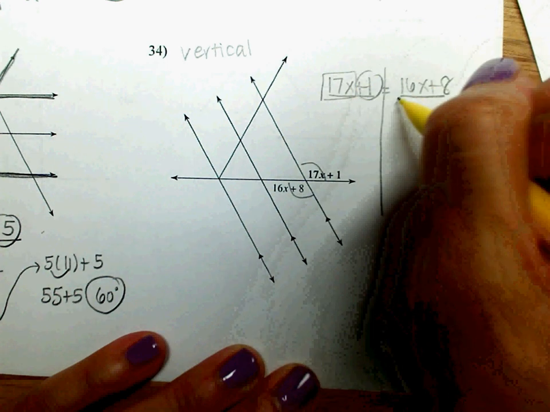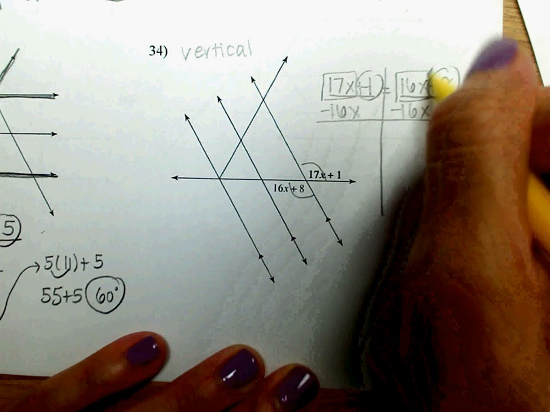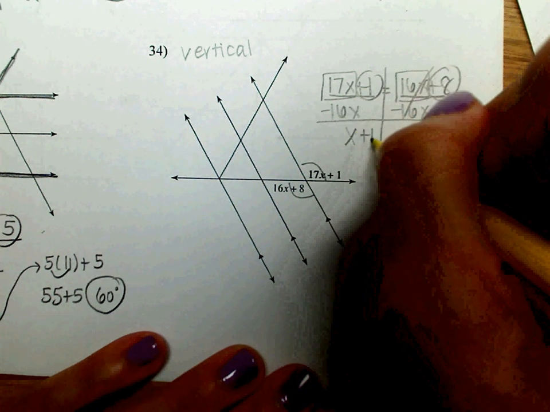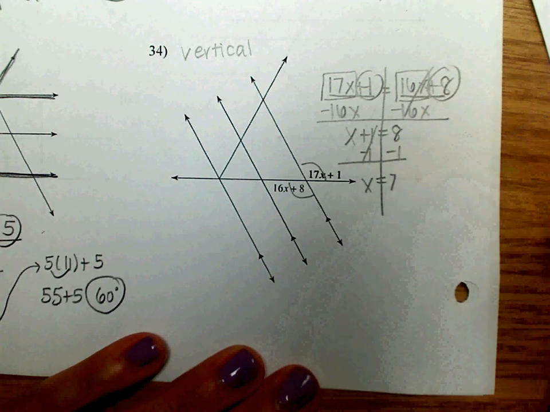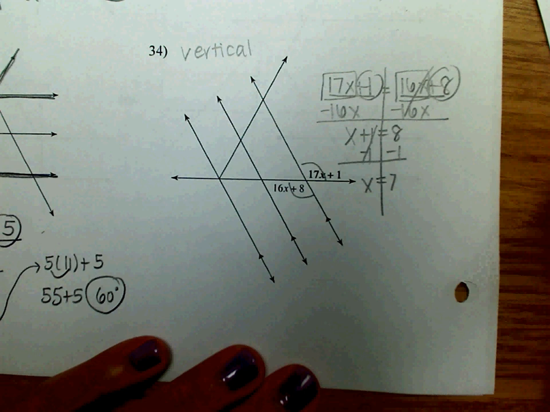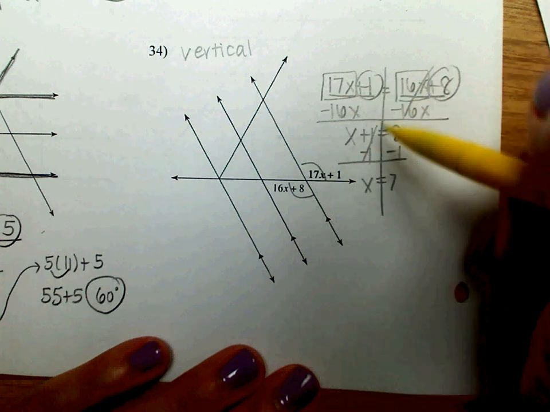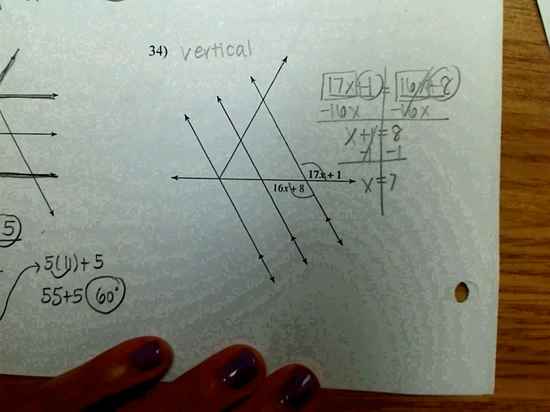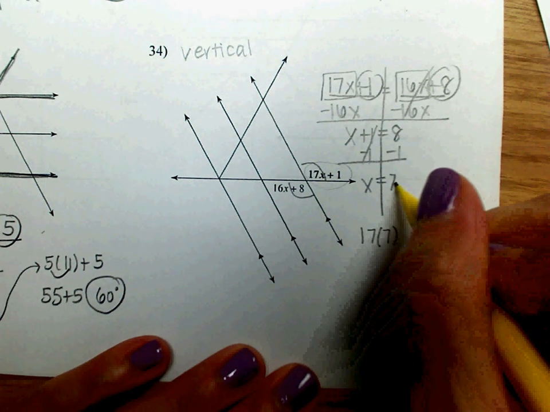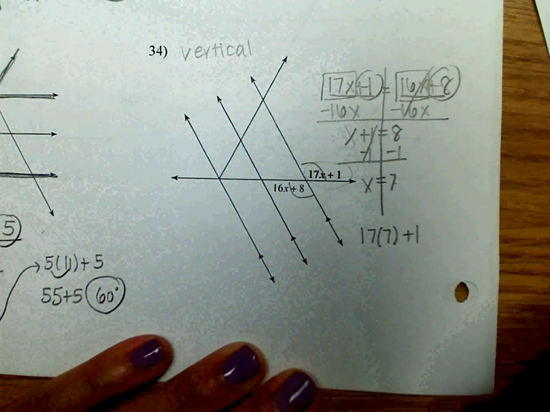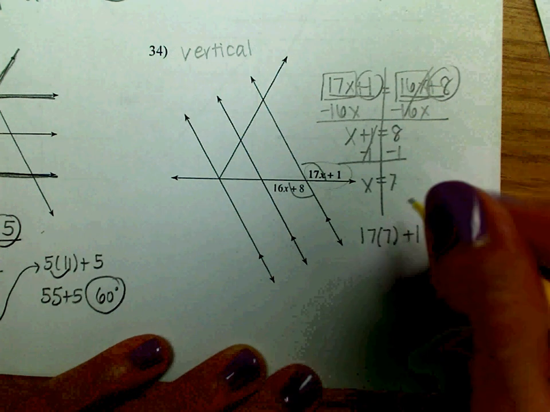Subtract 16x, subtract 16x. So I get x plus 1 equals 8. Subtract, subtract. Now I'm doing this kind of fast, but hopefully I didn't make a mistake. I need to go back and check here. Okay, that looks right. I copied it right. So I bring that down. That looks good. And then looks like this is the bold one. So I'm going to do 17 times 7, because that's what my x is, plus 1. 17 times 7. My brain, I don't trust it this time of the day. 119 plus 1 is 120 degrees, and that is correct.